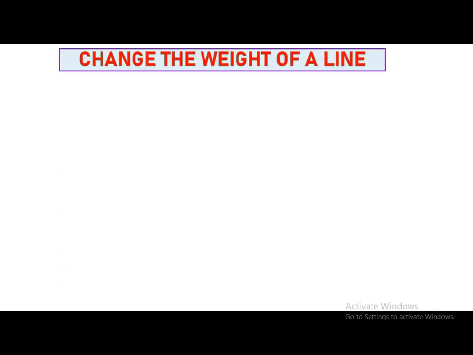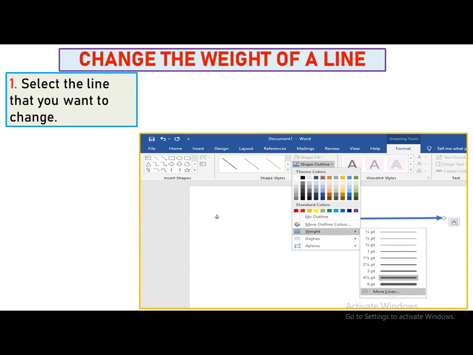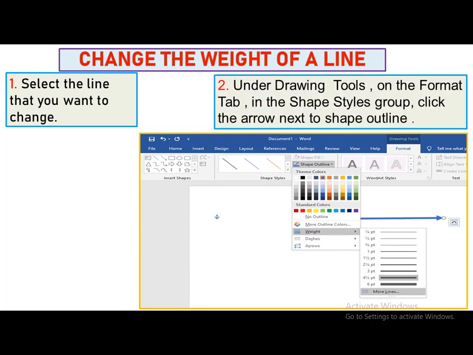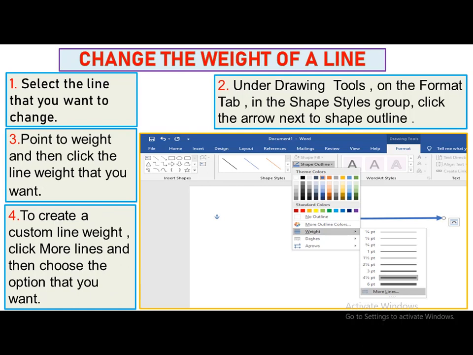Change the weight of a line. Select the line that you want to change. Under Drawing Tools on the Format tab in the Shape Styles group, click the arrow next to Shape Outline. Point to weight and then click the line weight that you want. To create a custom line weight, click More Lines and then choose the option that you want.